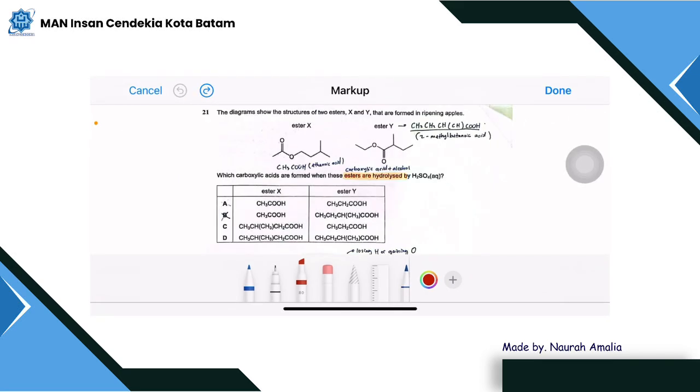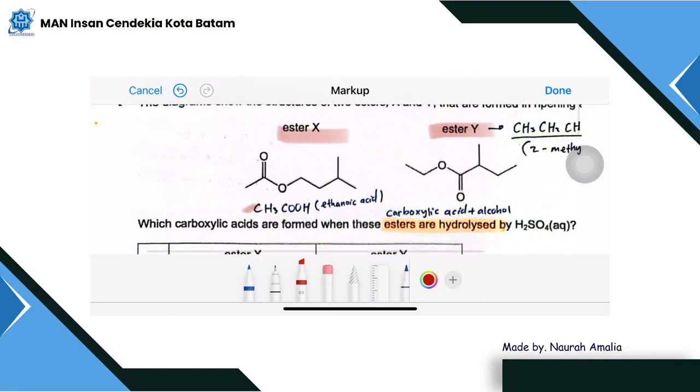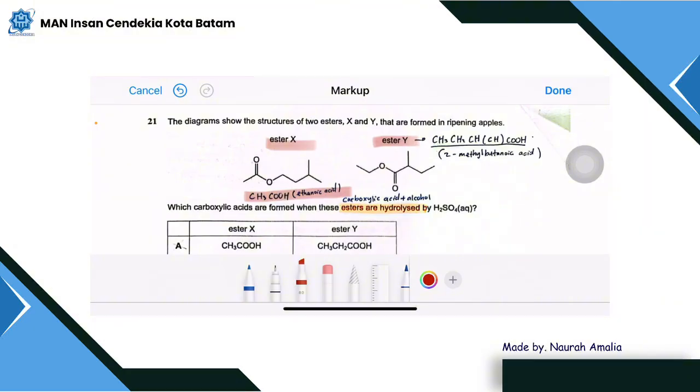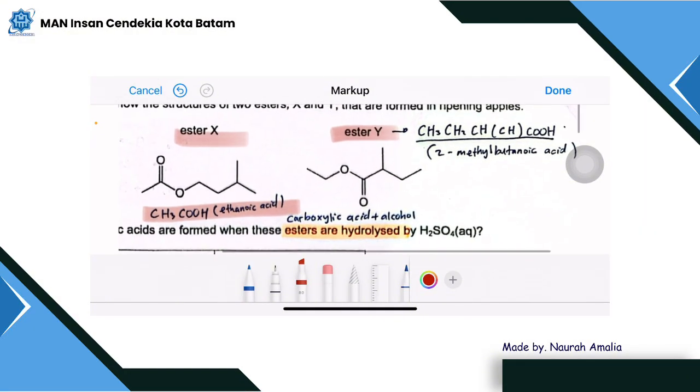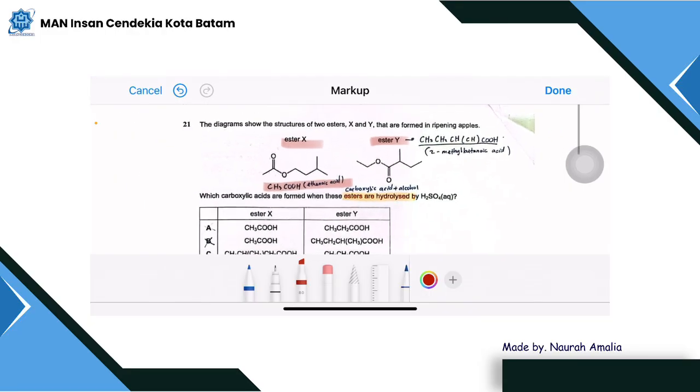Question number 21. The diagram shows the structure of esters X and Y that are found in ripening apples. Which carboxylic acids are formed when these esters are hydrolyzed by H2SO4? In ester X, we can know this is CH3COOH or ethanoic acid, and also in ester Y, this is carboxylic acid plus alcohol.